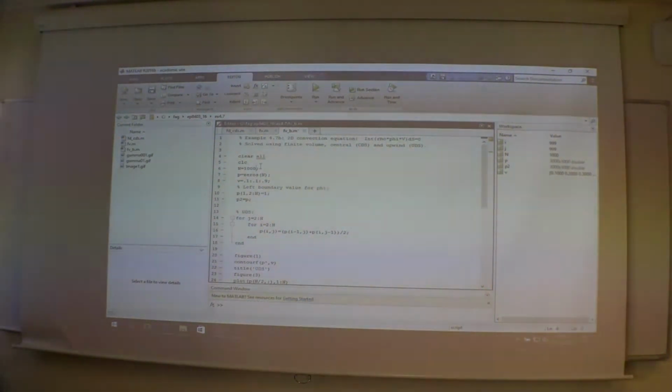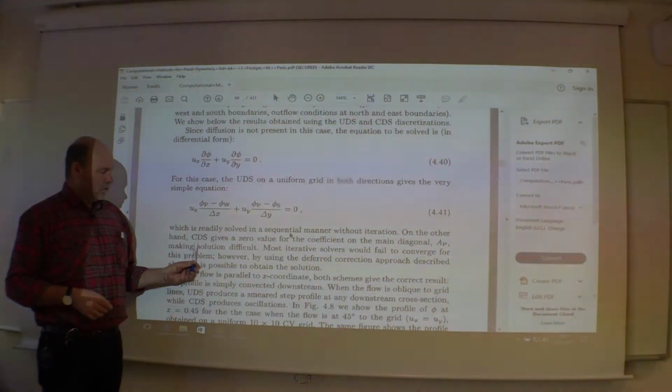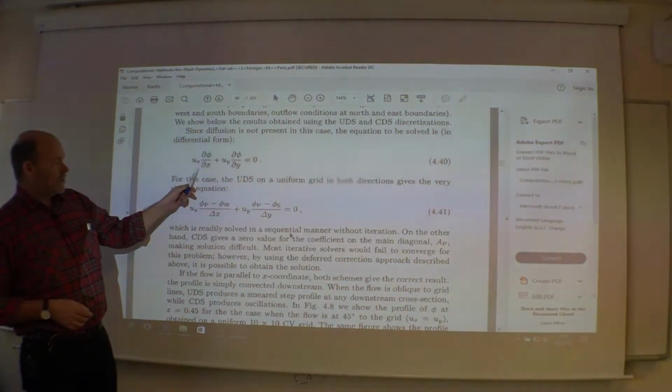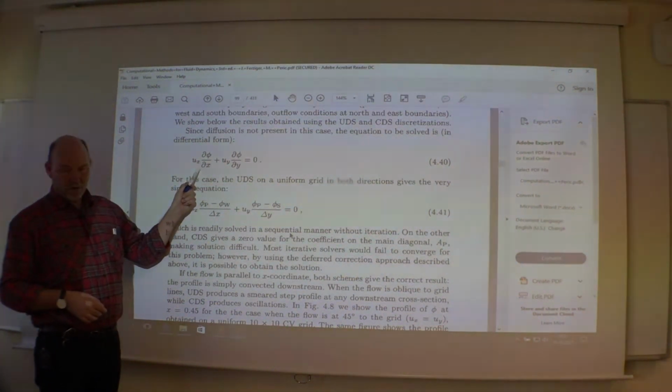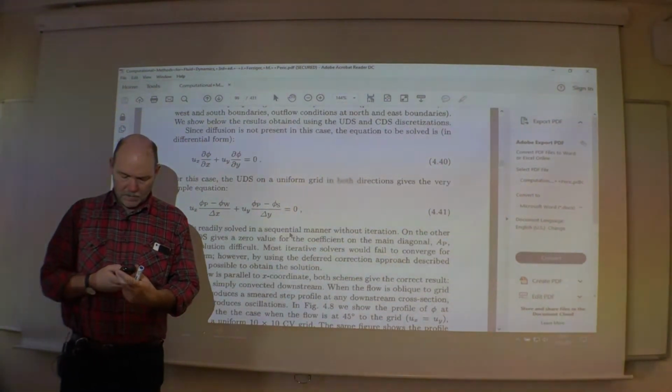Now for the central scheme. Here we have a problem. We can't really solve it directly. So let's have a look at it. This is the equation, and we are going to use now the central scheme on this one. So let's try that one.